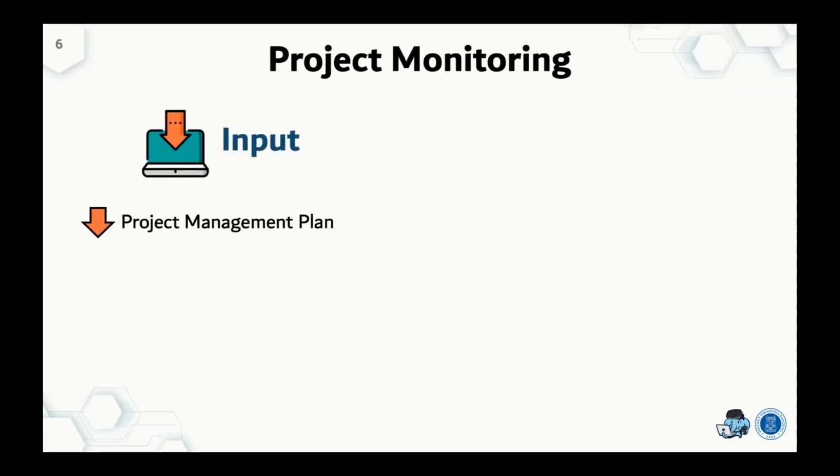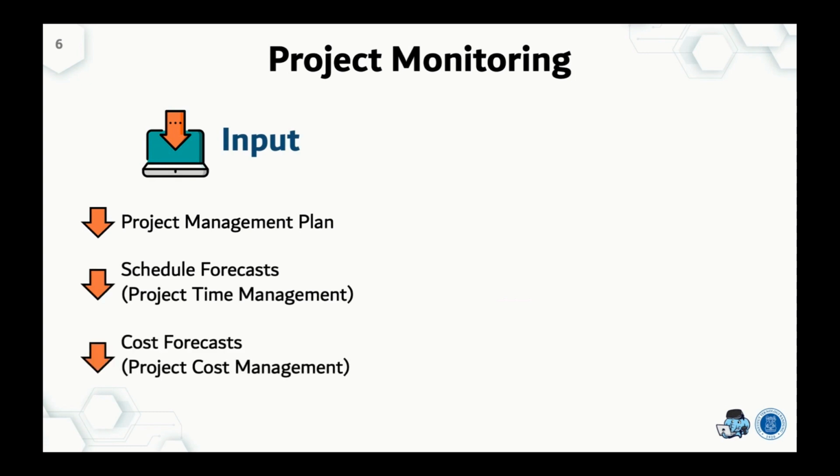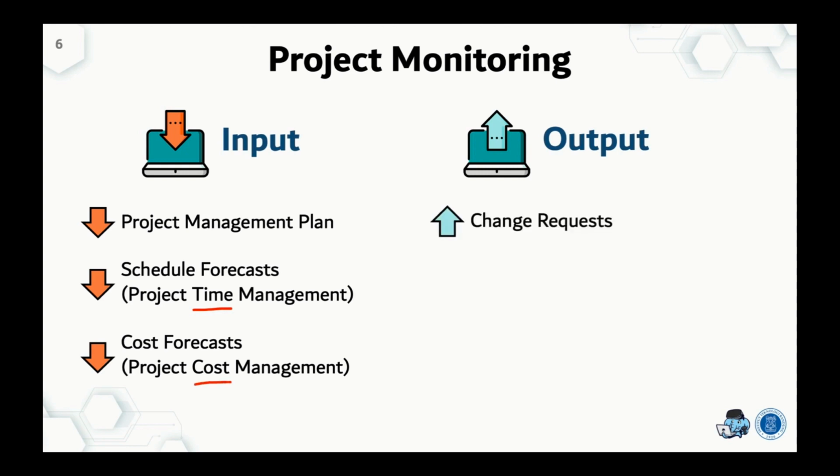In project monitoring, we need certain inputs, for example the project management plan that consists of time, performance, and cost, and then there is a schedule forecast. This is project time management. And the cost forecast, this is project cost management.